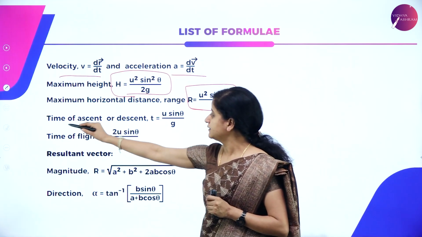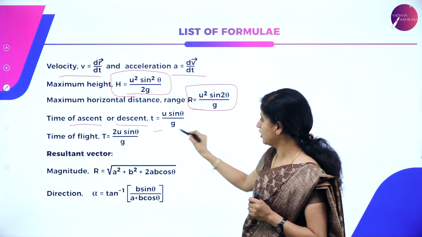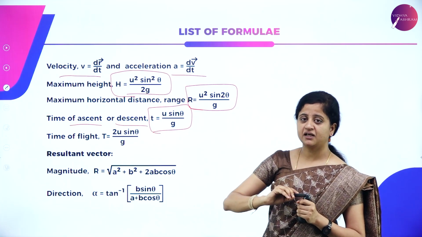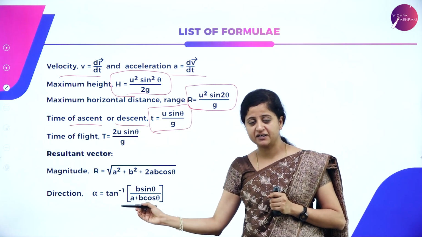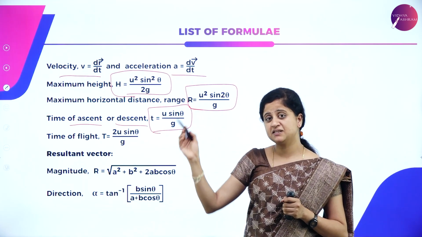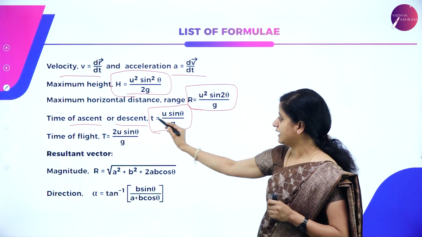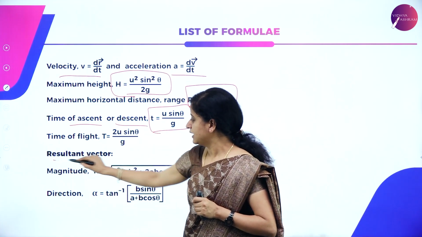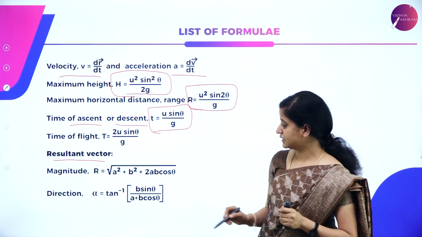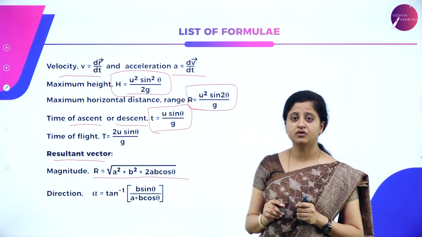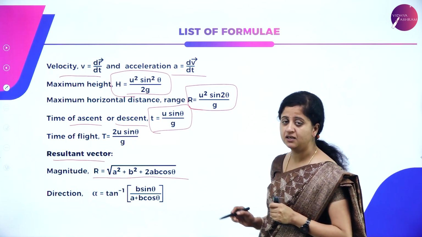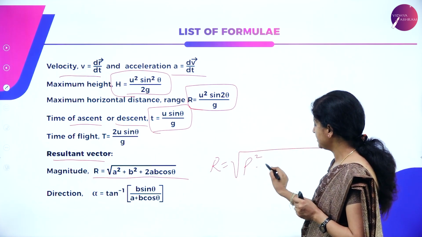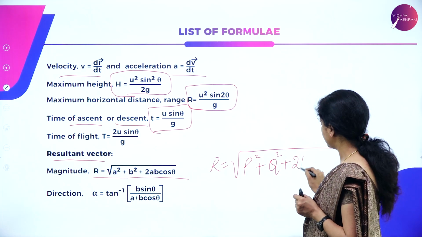Next we derived time of ascent or descent, which is given by small t, that is u sin theta divided by g. Time of flight is the time taken by the object to reach the height and come back again to the ground. So it is time of ascent plus time of descent, that is 2t, and it is given by 2u sin theta divided by g. Next we have the resultant vector formula. The magnitude of the resultant can be calculated by r is equal to root of a square plus b square plus 2ab cos theta. Sometimes we also use p and q, which can be written as root of p square plus q square plus 2pq cos theta.